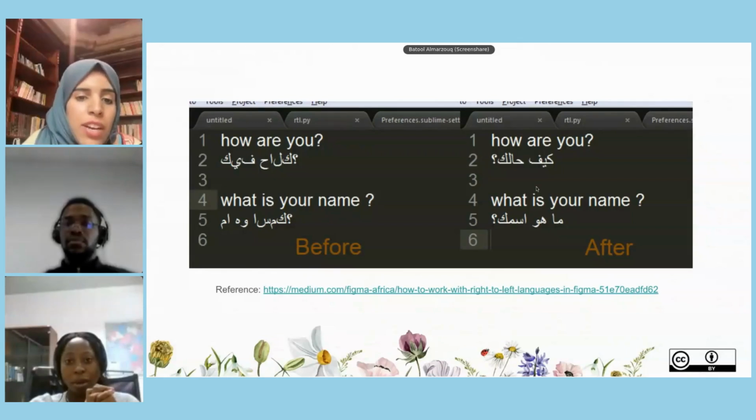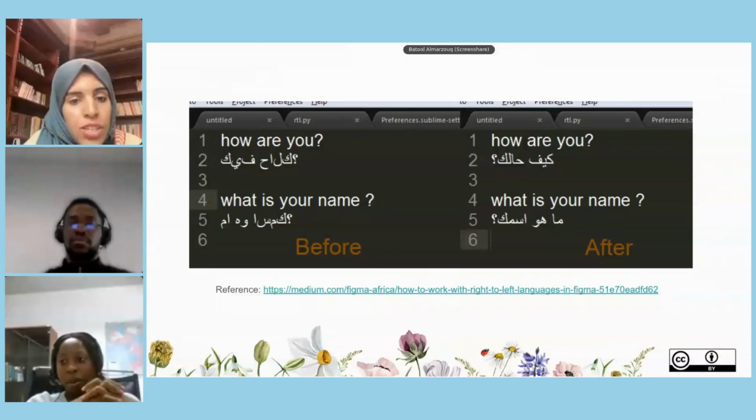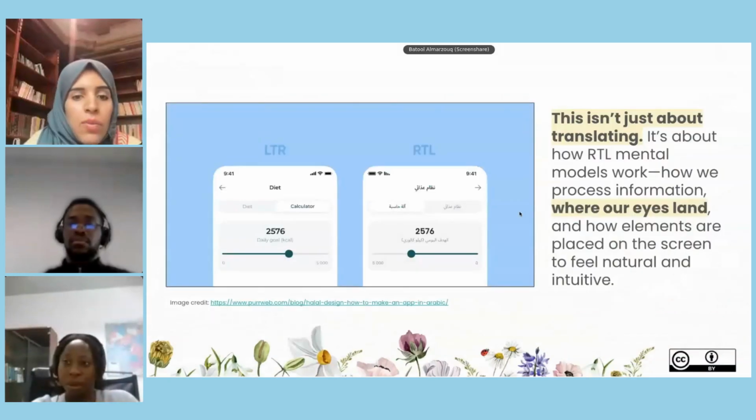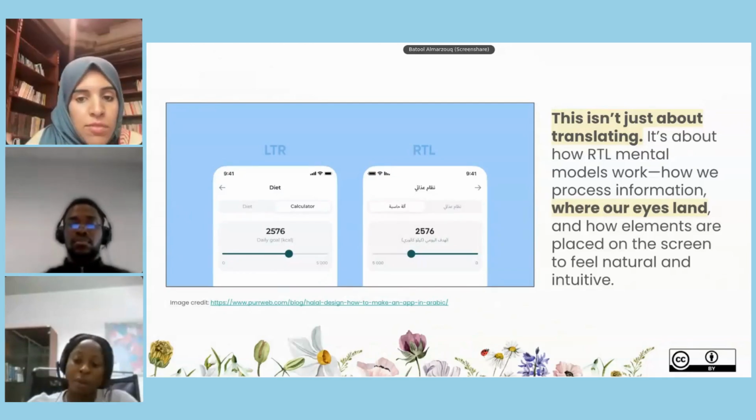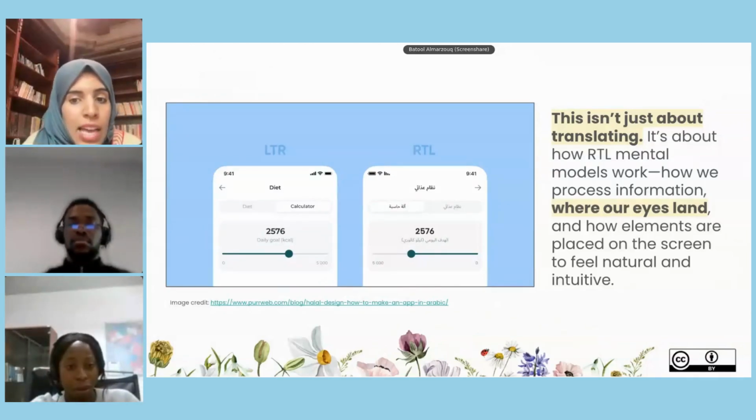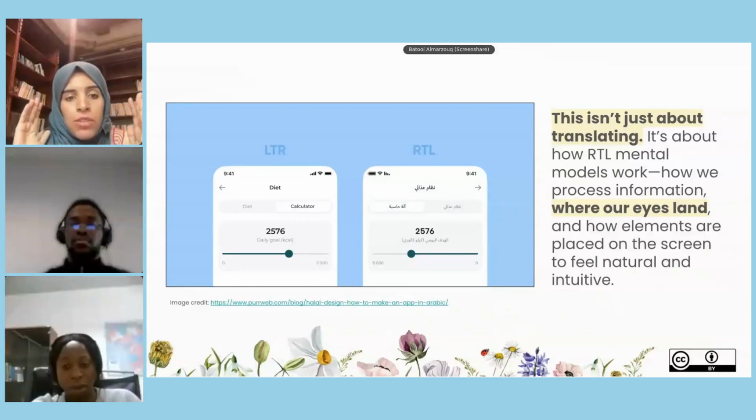It's a very hard process for coders, for developers actually, to use these tools in their own language to develop things that fit their own communities. Again, what I want to highlight is that it's not just about translating websites and apps. It's about that mental model of right to left users. How does it work? How does it process information? Where do their eyes land? Right to left users, like me as a right to left user, I have to flip my mind.